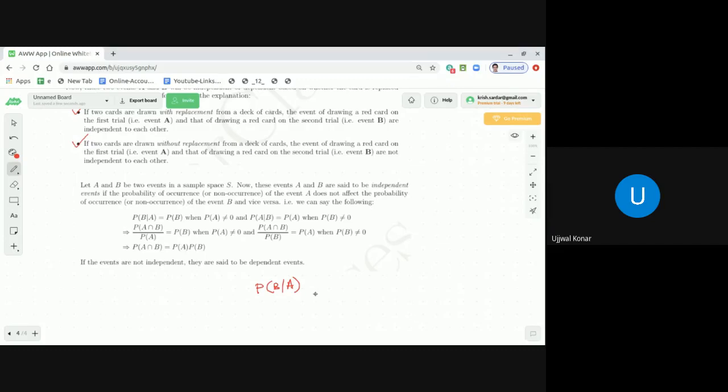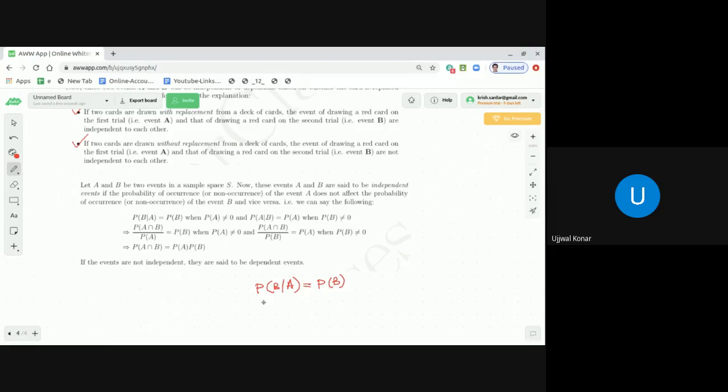Probability of B/A means probability of the event B subject to the condition A has happened. Now, if the occurrence or non-occurrence of the event B is not influenced by or not affected by the occurrence or non-occurrence of the event A, then we can directly say this is equal to probability of B, because occurrence or non-occurrence of the event B has no relation with the occurrence or non-occurrence of the event A.